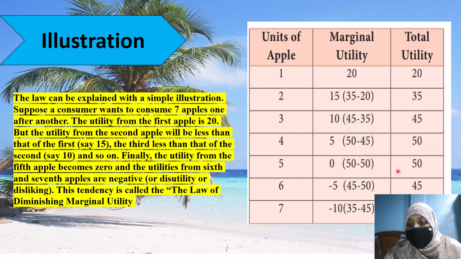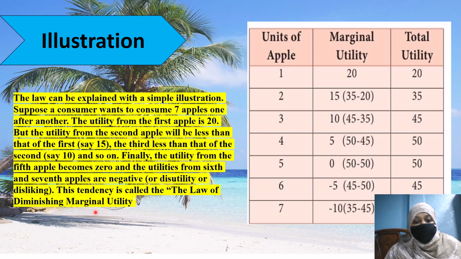He is no more hungry. In this state, nothing moves. If they give the sixth apple to eat, then he'll have negative marginal utility. That is, he is not having any utility for it. He is dissatisfied. So minus 5. So the total utility also will diminish. And the seventh apple, obviously, more diminishing.